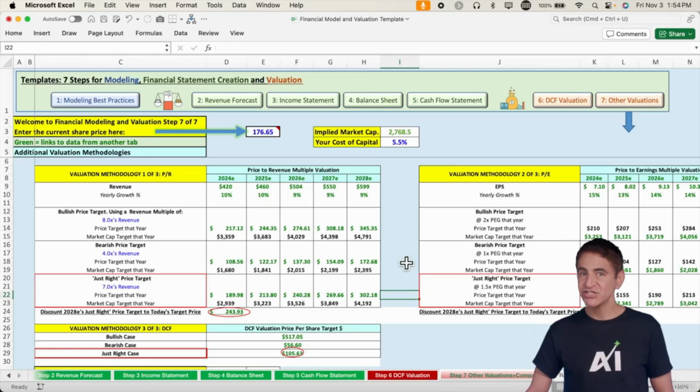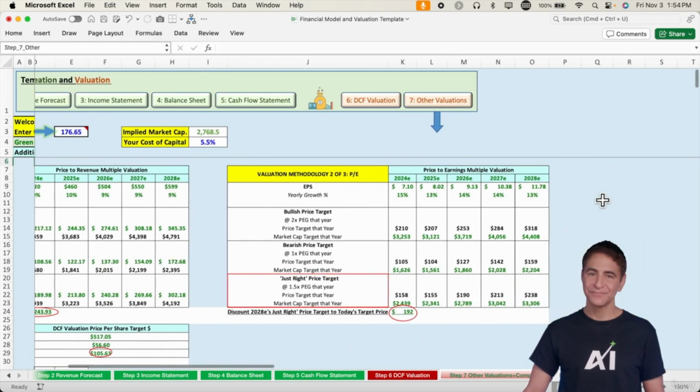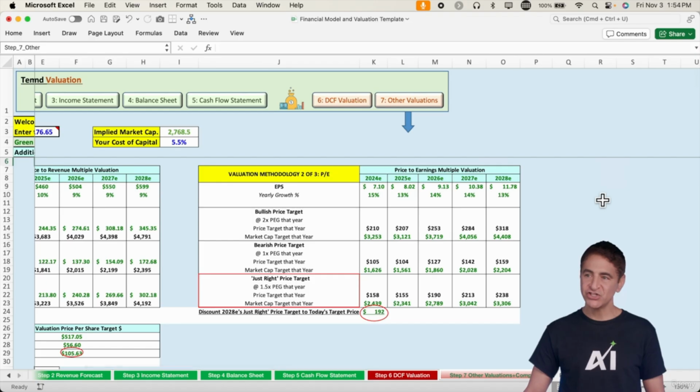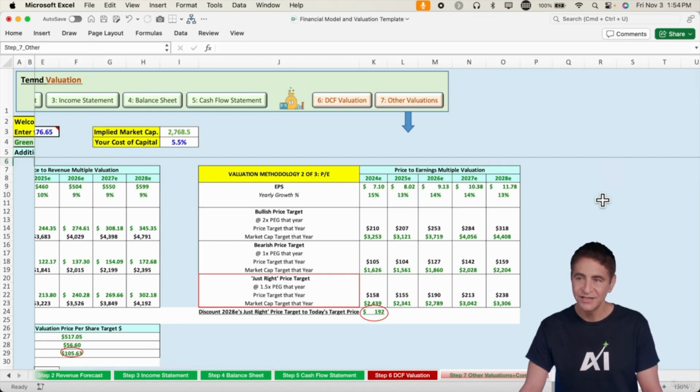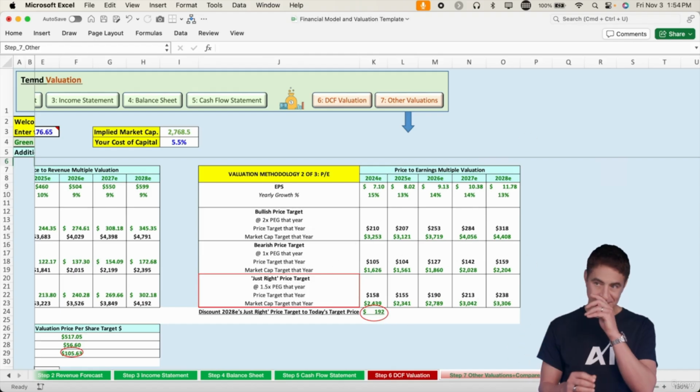Let's talk about our price to earnings target price. So make sure you're on step 7 here and you can scroll over here. And what we're going to do is we're going to value the company using a couple different methodologies. And you don't have to enter any information here. It's all done for you automatically. You just pick whatever target price you want based on this. And let me explain how this works.